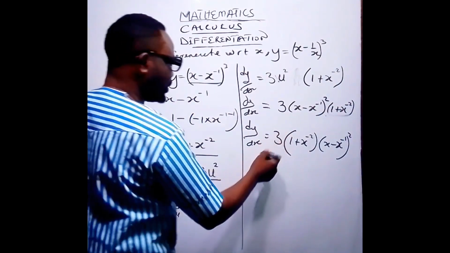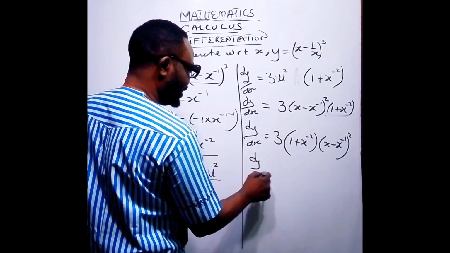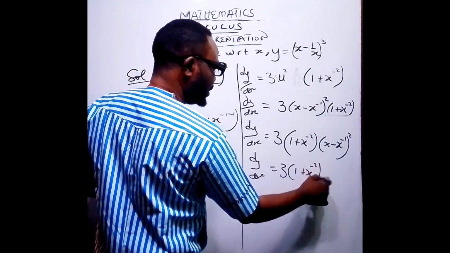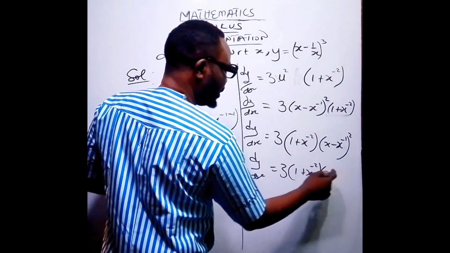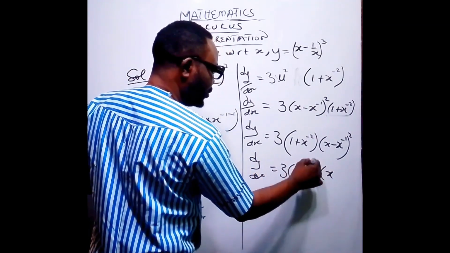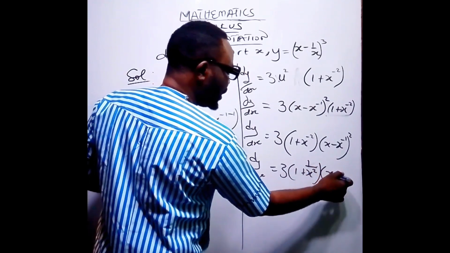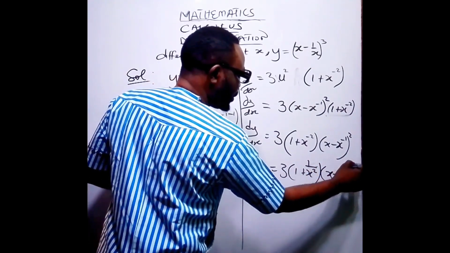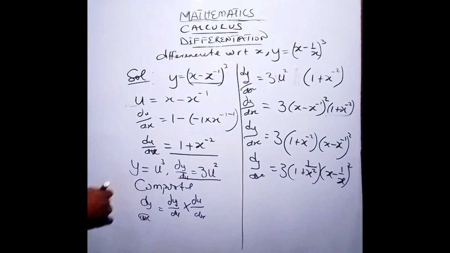We can as well turn it to become dy/dx, it's still the same thing, 3 into brackets 1 plus x to the power minus 2, or let's say 1 over x squared, times x minus 1 over x, squared. So that is the final answer there. You can turn it to any form of those answers.